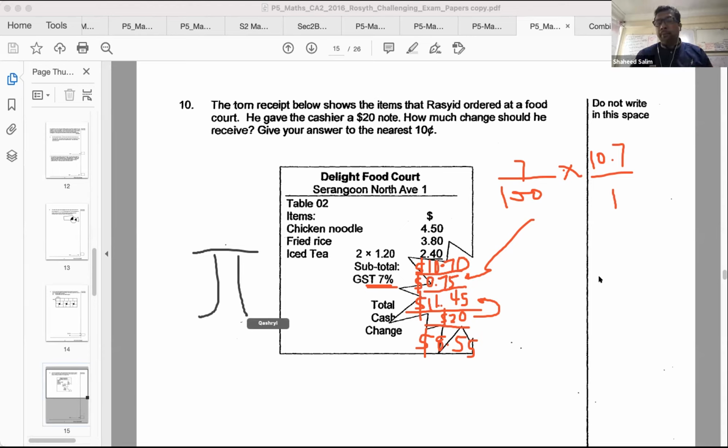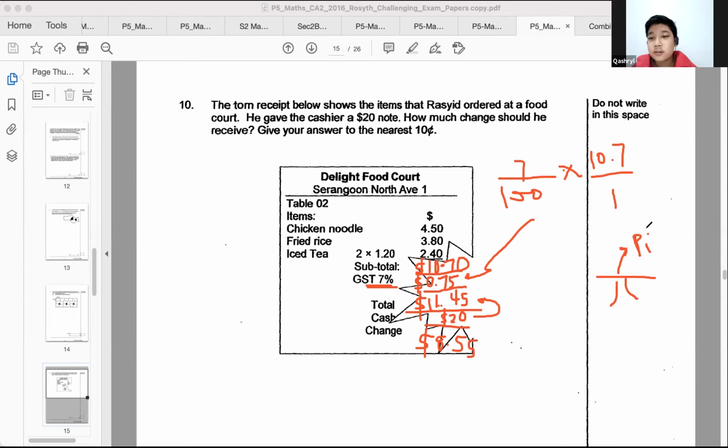Pi, yes. In pi also you don't have this, this is for circles. It's a special number. What is that for? Circles. Calculating the perimeter of the circle, the area of the circle, you need to use pi. It's a special number.